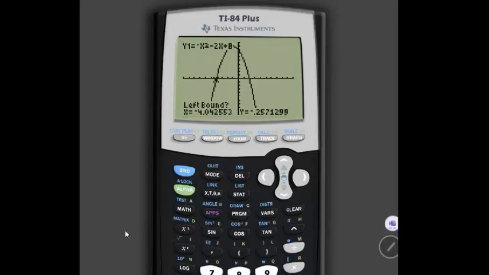Now let's get the other 0. So we got to go over and get the left bound. So it's going down, so we just above it. And then right bound to the right of the 0. Alright, now we're going to try and get right on top of the 0. Enter. Alright, so -4 and 2 like we said.